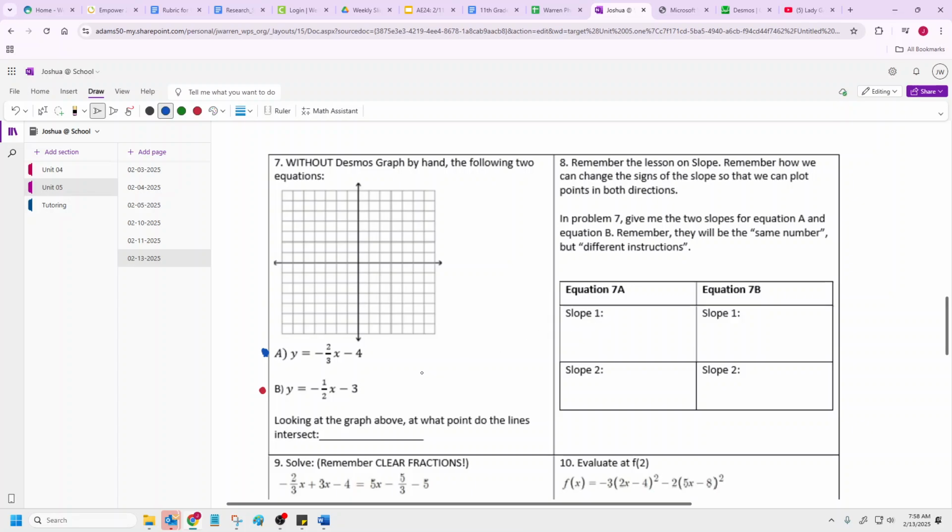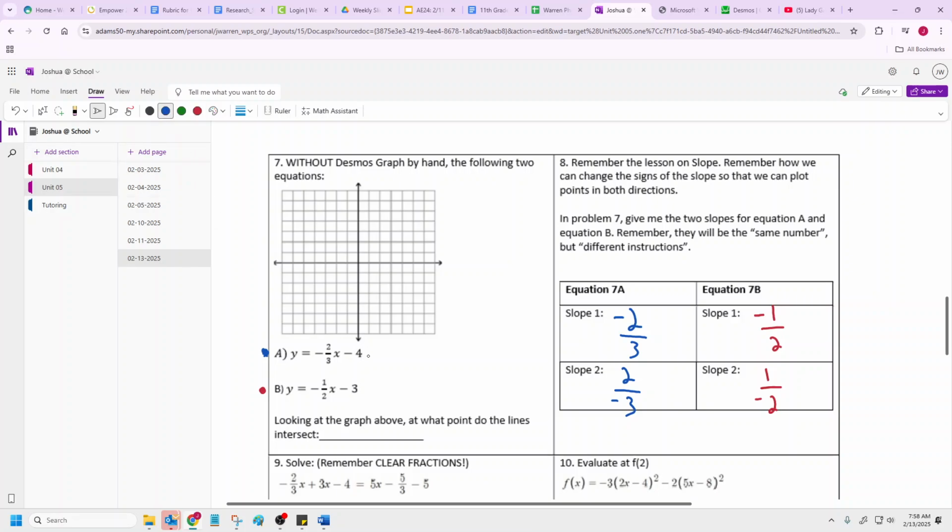So on 7a, what do we have? Remember, if there's one negative, it can either go on the top, the numerator, or it can go in the bottom, the denominator. Boom. That's that. So now I'm going to go ahead and fill in my slope for the next one. There's also a negative on that one. So remember this. Boom and boom. Same number, different directions, different instructions. Okay, let's go ahead and graph these suckers.